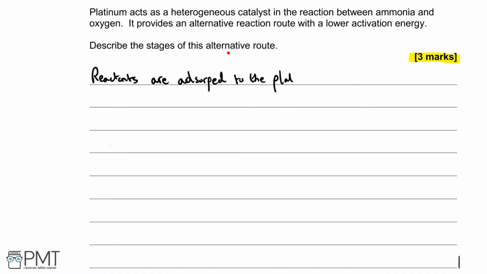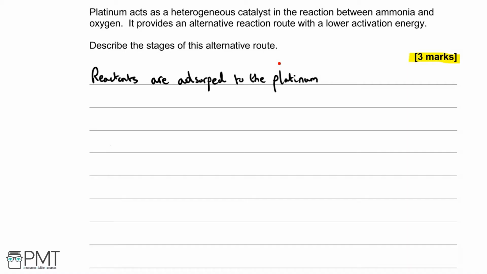So by doing this, this allows the platinum to actually act on those reactants, as it's a heterogeneous catalyst, which means it is in a different state. This is going to be a solid platinum catalyst, so it does need to actually be in contact with the reactant gases, the ammonia and the oxygen, in order to act on them.